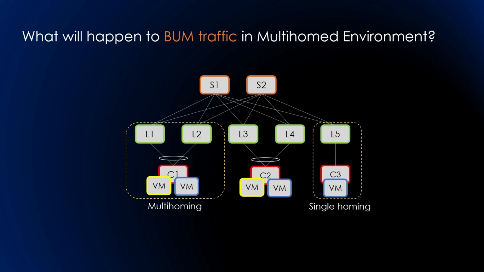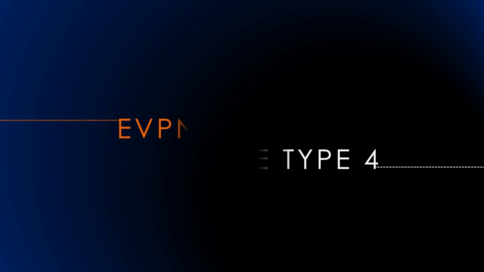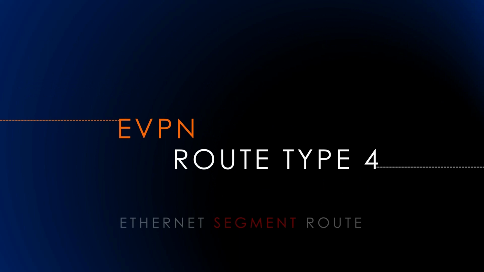What will happen to BUM traffic in a multi-homed environment? Receipt of duplicate traffic at the site? BUM traffic gets looped. Hello friends, my name is Sabi and in today's video we'll discuss EVPN route type 4, the Ethernet segment route. Using this Ethernet segment route will address this and how to handle BUM traffic in the multi-homed network.